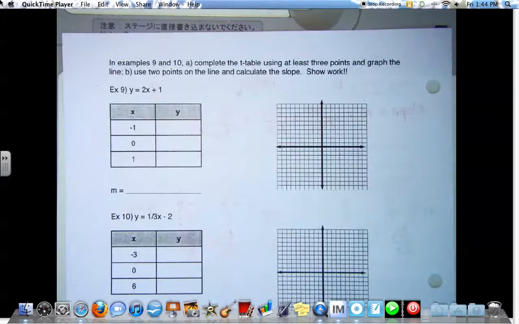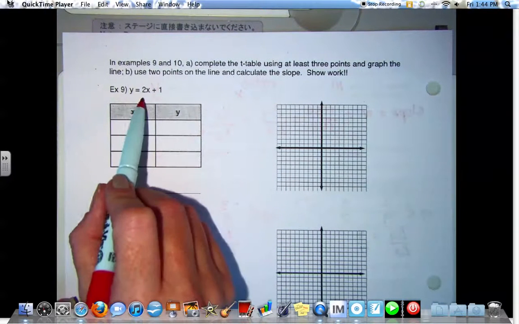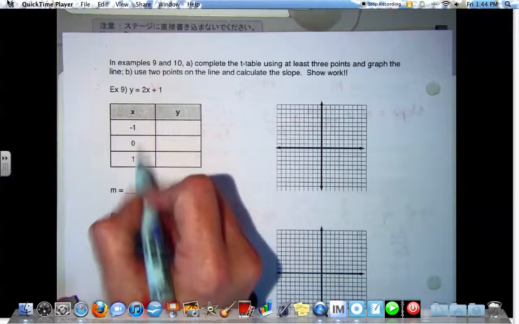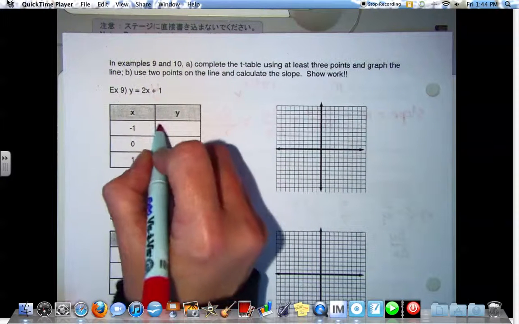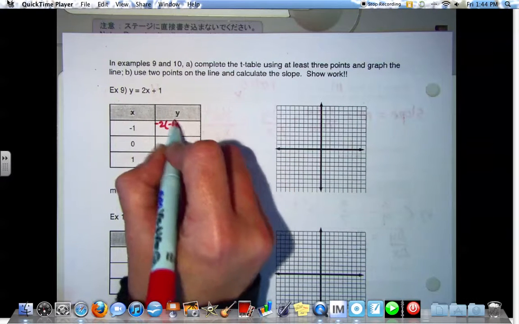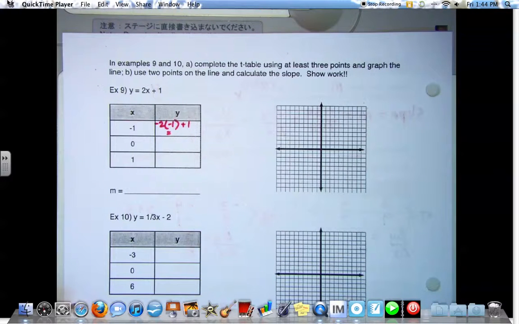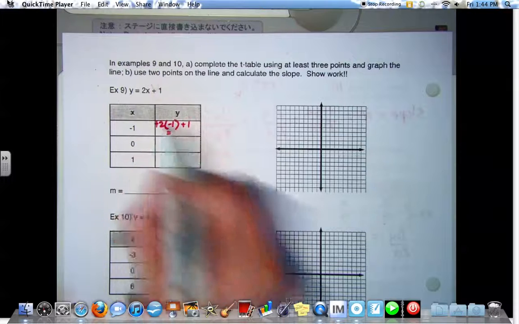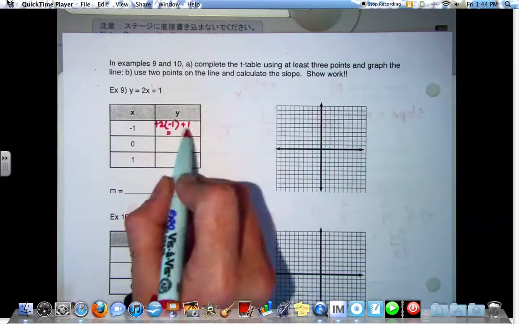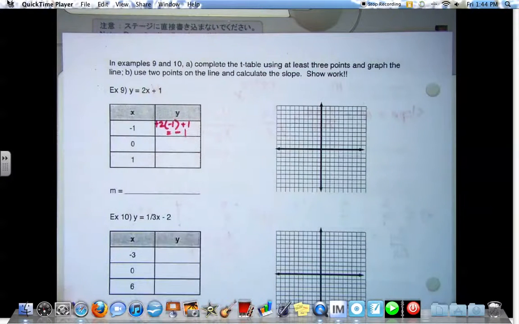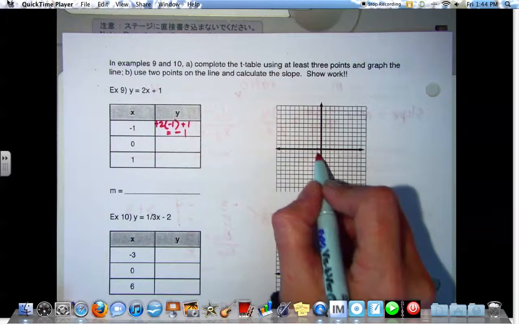Example 9 and 10. In examples 9 and 10, complete the table using at least 3 points and graph the line. Use 2 points on the line and calculate the slope. So example 9. Our equation is y equals 2x plus 1, and we need to substitute these values in. So we have negative 2 times negative 1 plus 1. What does that give us? Negative 1. This is a positive 2, sorry. Positive 2 times negative 1 plus 1 does give us a negative 1. So that point is negative 1 and negative 1.